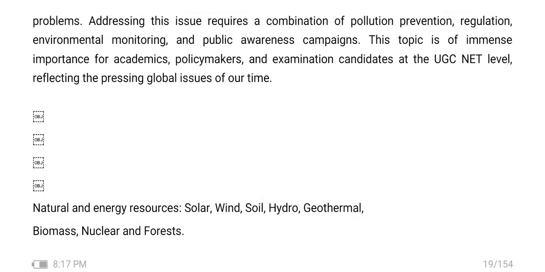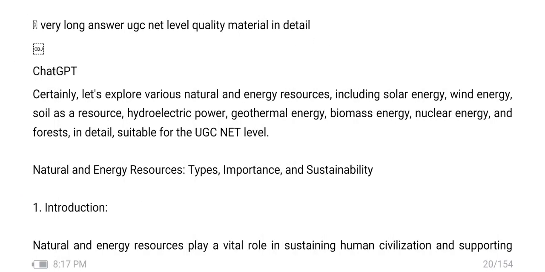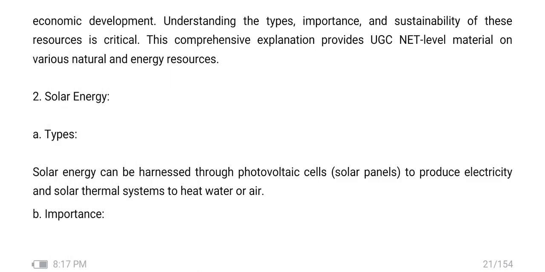The natural and energy sources: solar, wind, soil, hydro, geothermal, biomass, along with nuclear and forests. Natural and energy resources play a vital role in sustaining human civilization, supporting economic development. First, solar energy types. Solar energy can be harnessed through photovoltaic cells, solar panels, to produce electricity, and solar thermal systems to heat water or air.